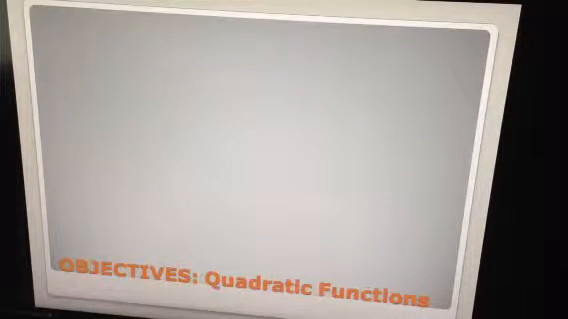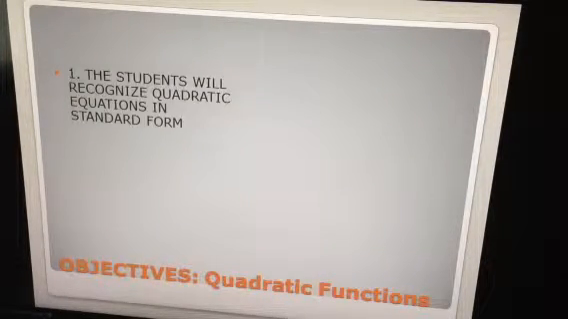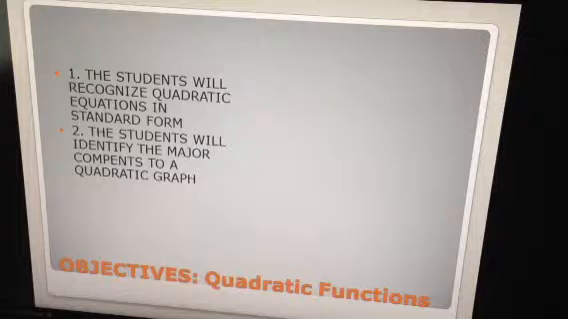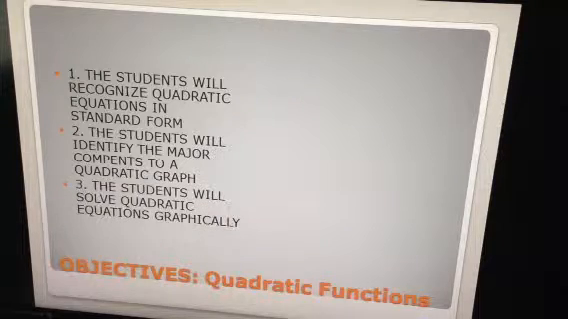Today's lesson will be dealing with quadratic functions. There are three learning objectives that I want to cover. One, the students will recognize quadratic equations in standard form. Two, the students will identify the major components to a quadratic graph. And three, the students will solve quadratic equations graphically.